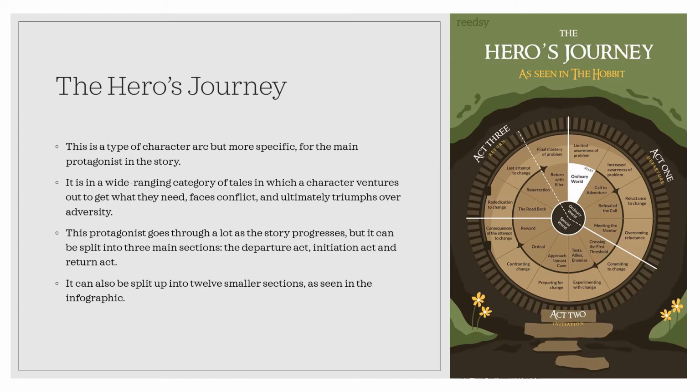And it can also be split into 12 smaller sections, and these are limited awareness of the problem. So they don't really know what the problem is, then they increase awareness of the problem. So then they start to learn what it is. Then they don't want to change because they're really comfortable in the place that they are. Overcoming reluctance, now that they're actually not reluctant anymore to change, so they will change. Then they commit to that change, so there's no going back now they've committed to it. Then they experiment with it, for example, minor enemies.